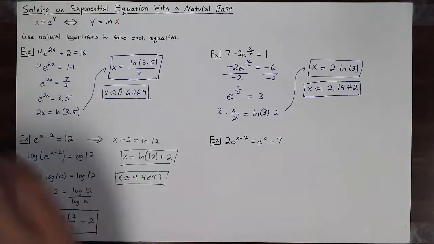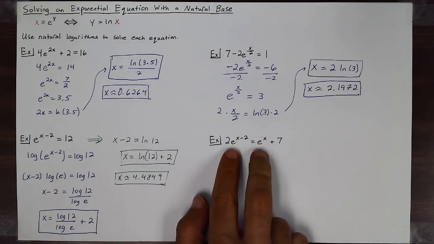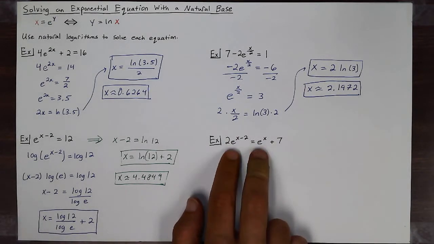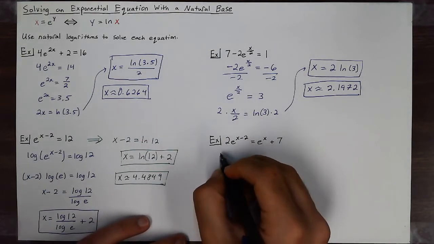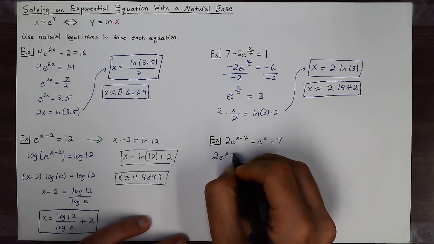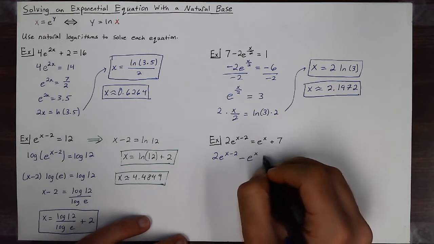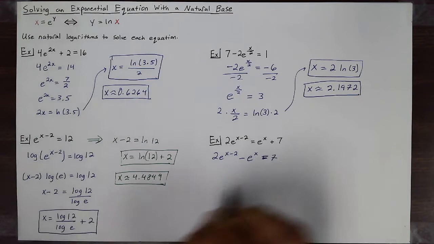And for our last problem, we happen to have 2e to the x's. So we're going to do a very cool move here. Since their powers aren't the same, we can't necessarily combine them, but we'll move them all to the same side regardless. So I'm going to subtract e to the x to give me 2e to the x minus 2 minus e to the x equals 7, because now it's alone on the right side.